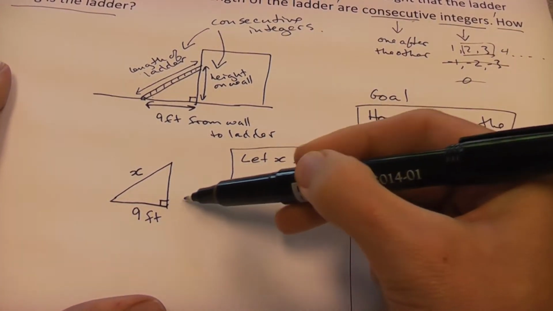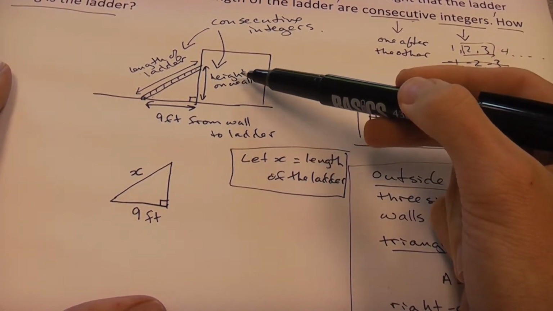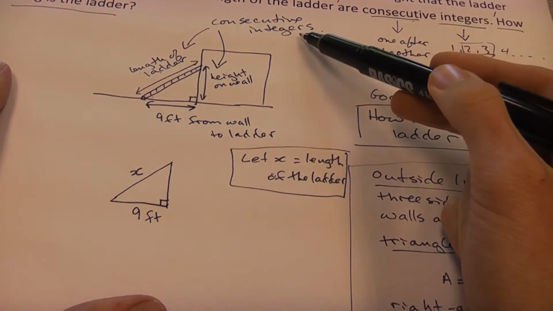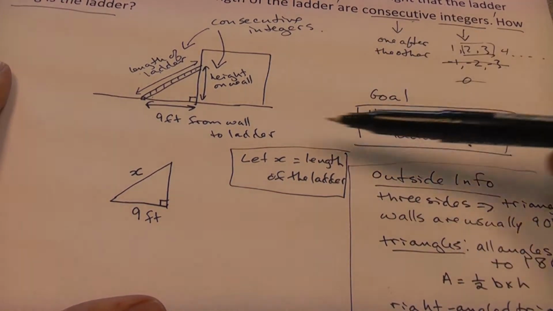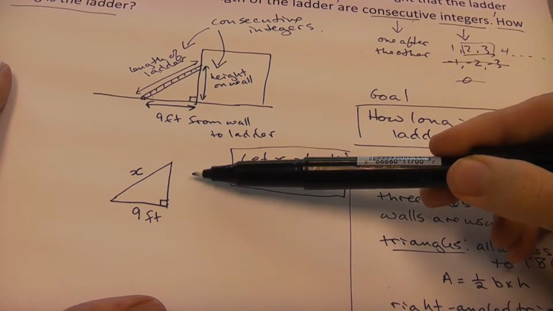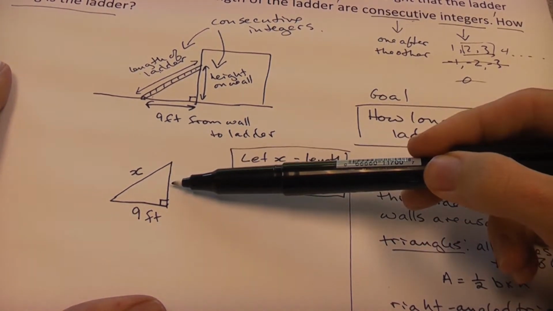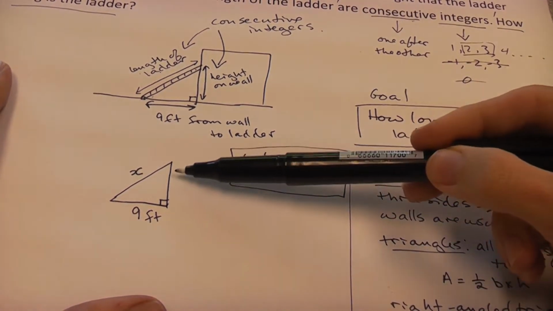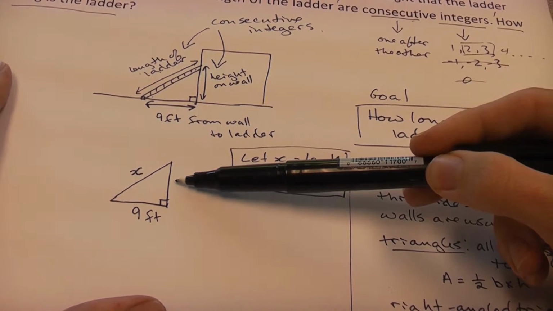Now I don't know anything about this side, or do I? Well, I know that it is the height on the wall, and that length of the ladder and height on the wall are consecutive integers. That means that they're numbers that come one right after the other. Is this number going to be the next number after x, or is it going to be the number before x? Well, if I think through some specific numbers, if this was 5, would this be 6? Or if this was 5, would this be 4?